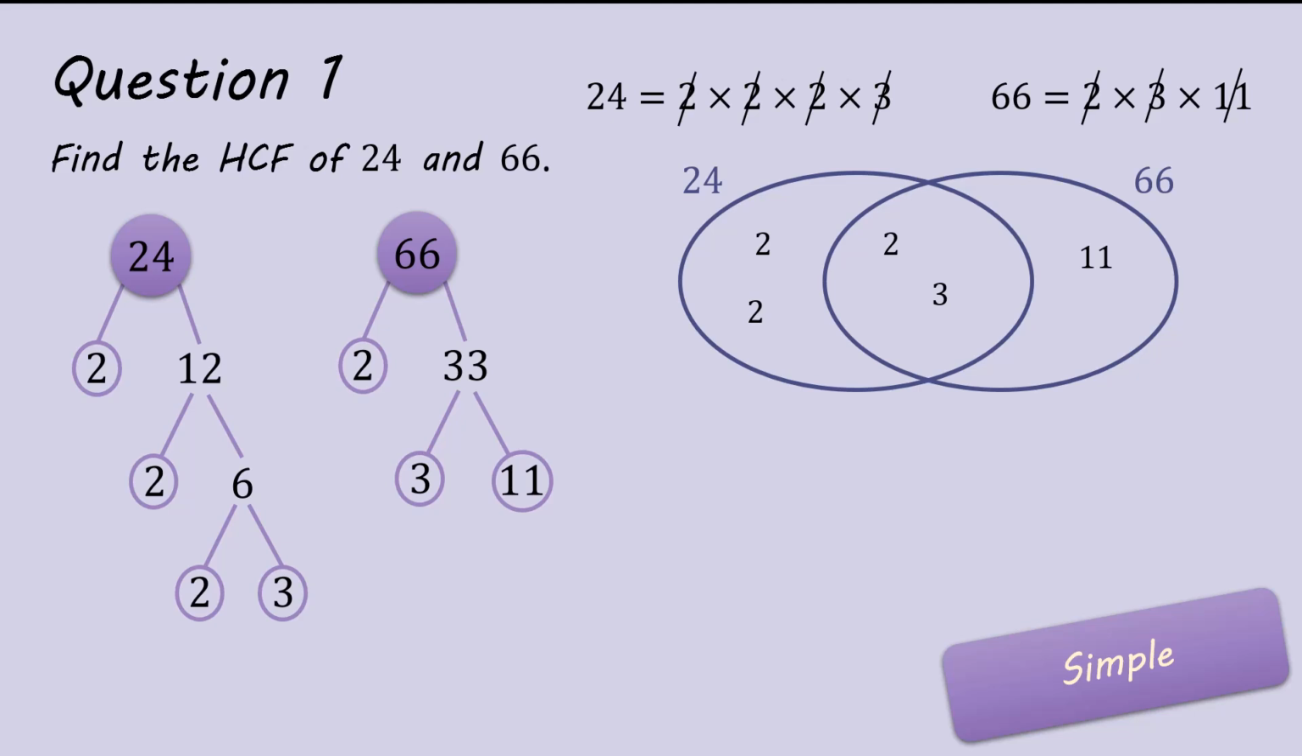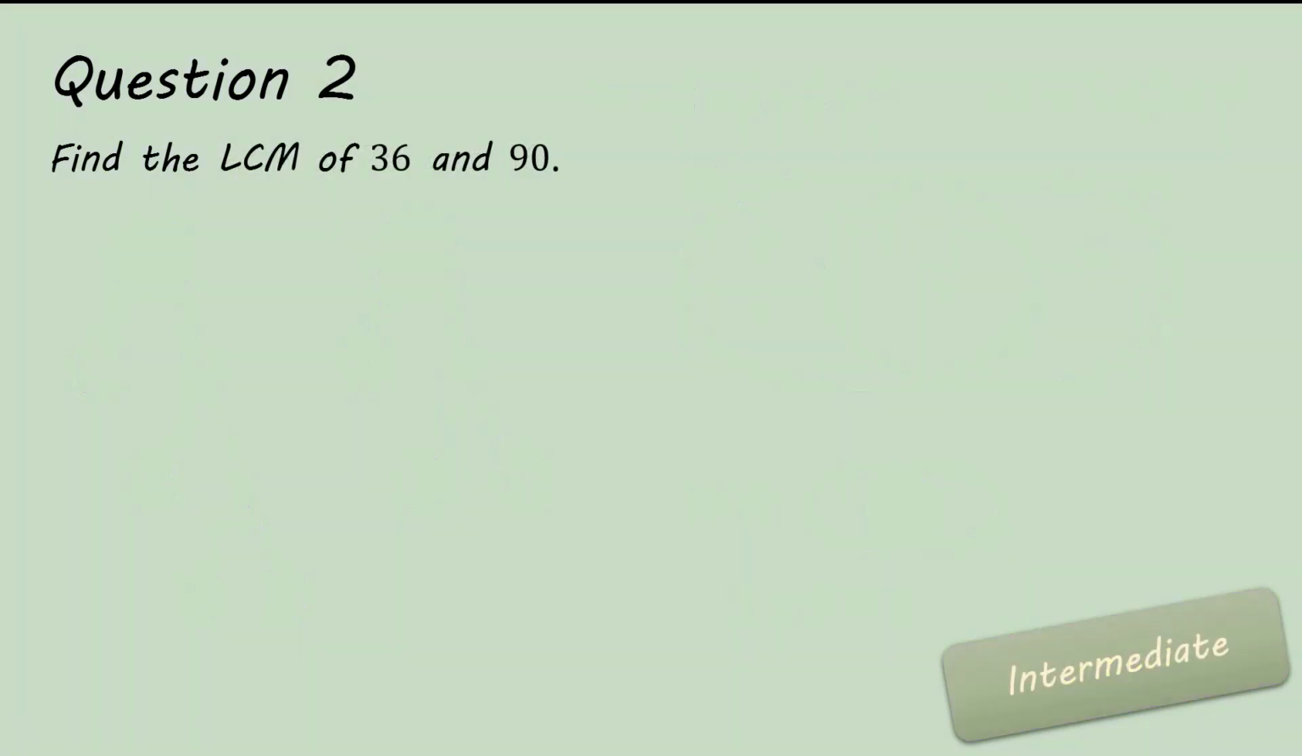Now recall that the HCF can be calculated by multiplying the numbers in the intersection. This gives HCF is equal to 2 multiplied by 3, which is 6. Question 2. Find the LCM of 36 and 90. Let's start by writing 36 and 90 as the product of their prime factors.